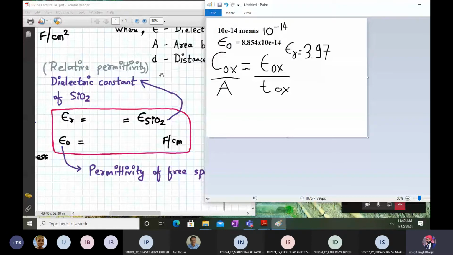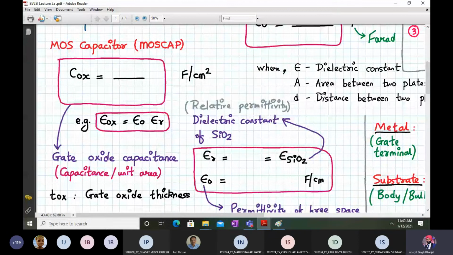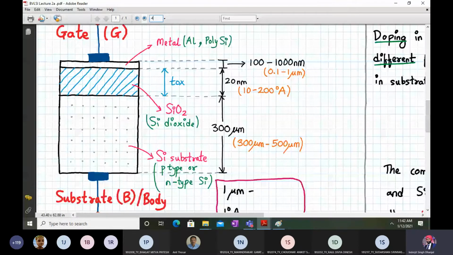And what is TOX? TOX is basically acting as d, the distance between the two plates, right? So let us see that a little further in a more systematic diagram. Okay. Let me reduce this slightly. I hope this simplified diagram of a MOS capacitor is visible.